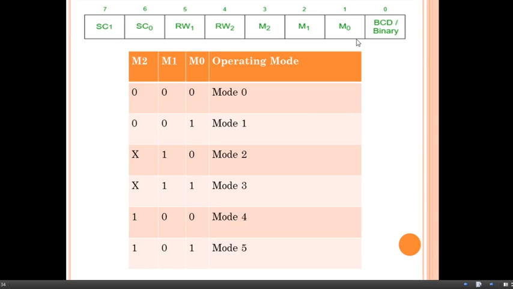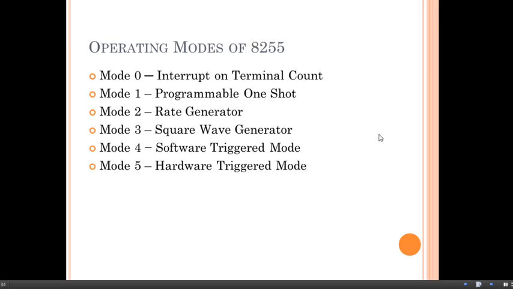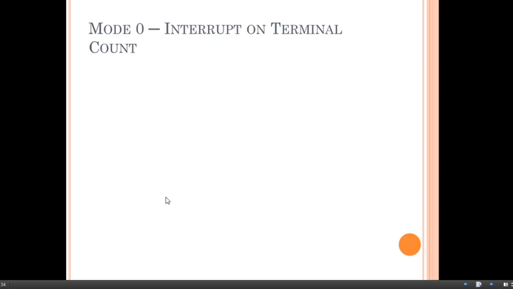Now we'll see the operating modes of 8254. Total 6 modes are present. Mode 0 is called interrupt on terminal count. Mode 1 is programmable one shot. Mode 2 is called rate generator. Mode 3 is square wave generator. Mode 4 is software triggered mode, and mode 5 is hardware triggered mode. Now we'll see each mode in detail.